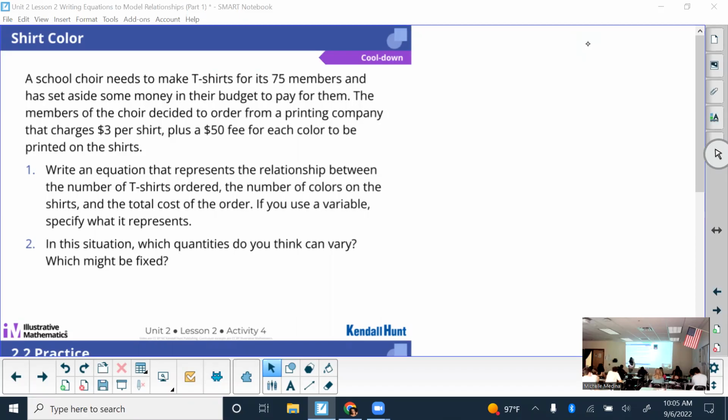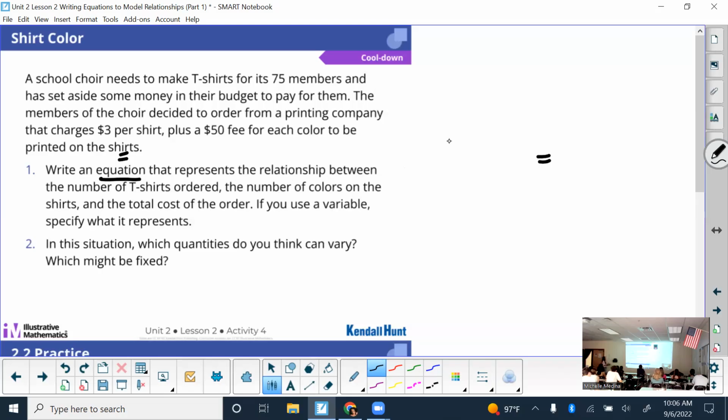So first thing we're going to do is write an equation. What do equations have? Equal signs, in the first part of the word, equal. So it means have an equal sign, not an equality or anything. Write an equation that represents the relationship between number of t-shirts ordered, the number of colors on the shirts, and the total cost of the order. If you use a variable, specify what it represents. So don't tell me the whole equation, tell me something that needs to be in the equation.